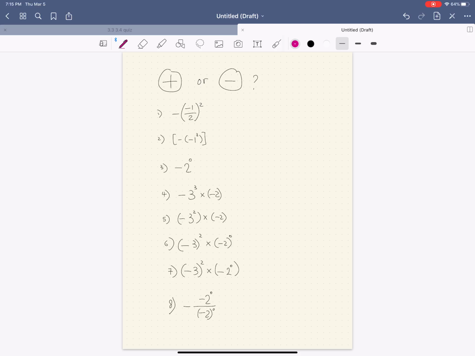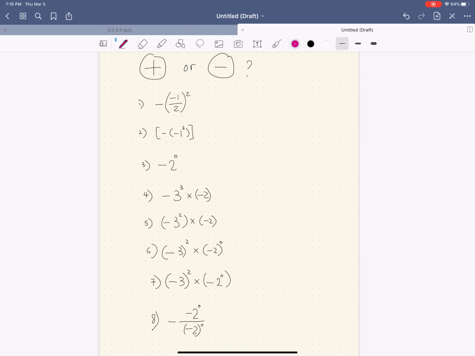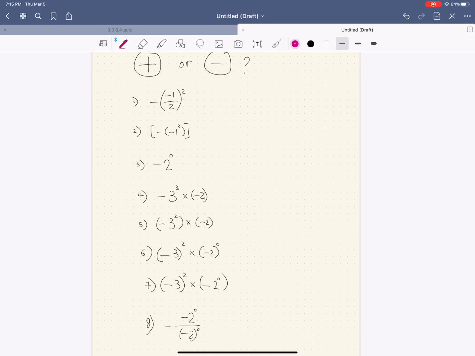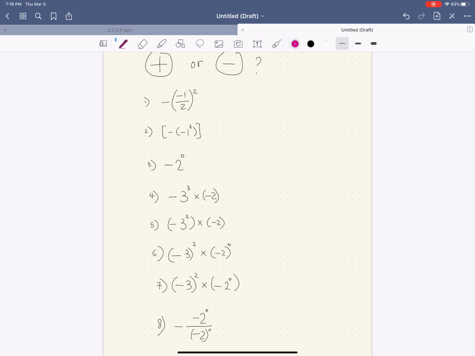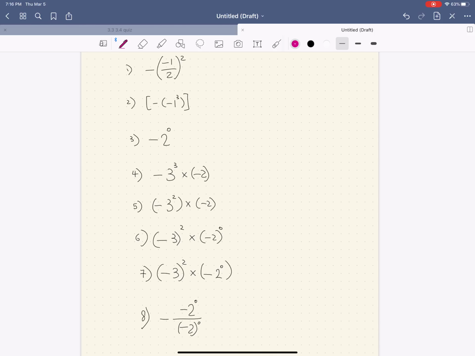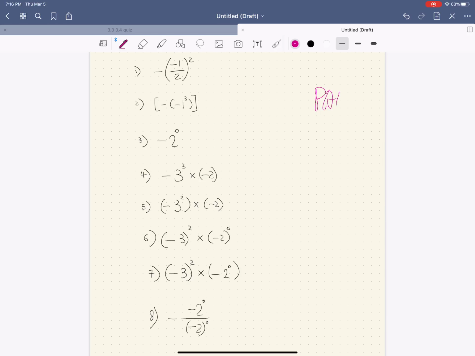Okay, so here's some fun stuff. Just decide whether the following is positive or negative. All right? Because this is kind of your weak spot. You can pause, copy the question down, and do them. Okay, let's talk about it.